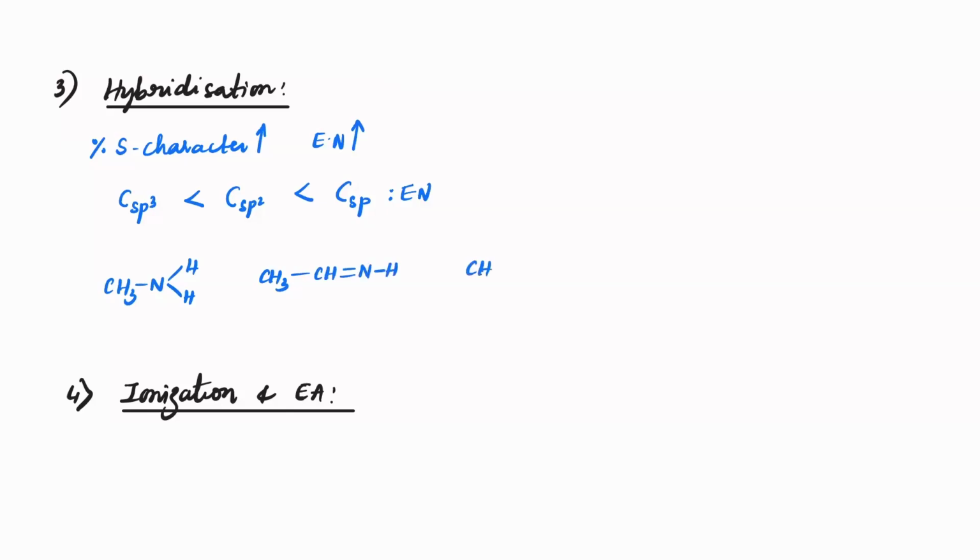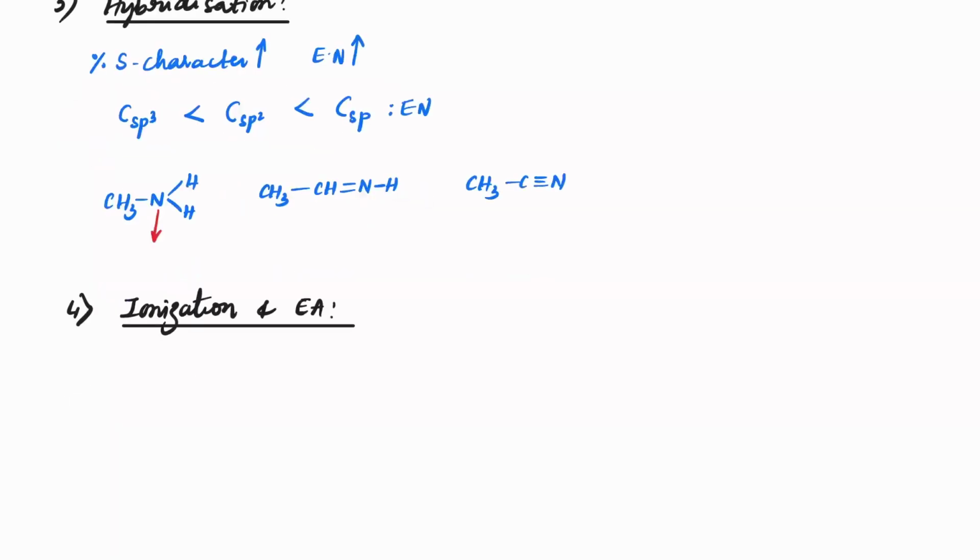CH3, C triple bond N. Now notice this nitrogen does not have any pi bonds. I mean, if you have written a double bond, that is called a pi bond. Since I only wrote single bonds around it, that means it has zero pi bonds. Here it has one pi bond. Here it has two pi bonds. See, more number of pi bonds relates to more percentage S character always.